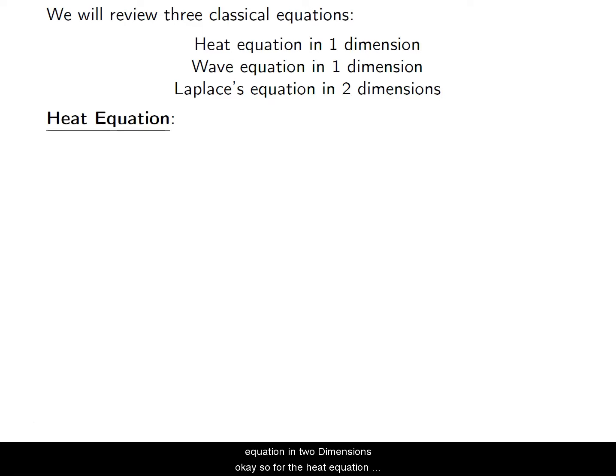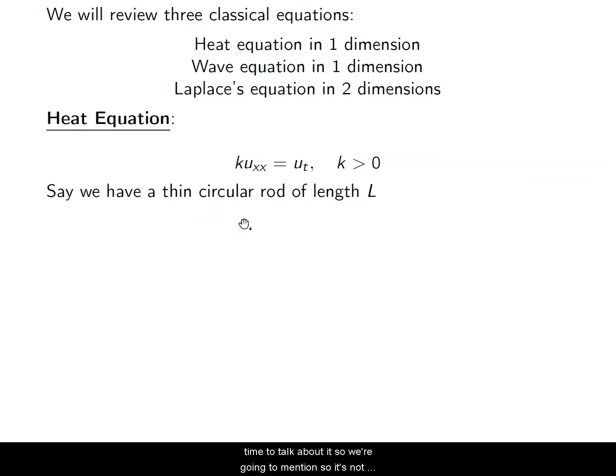Okay, so for the heat equation, we have a constant multiple of our solution function u's second derivative with respect to x equals the derivative of u with respect to time. Basically, our u function is a function of x, parameterized in terms of t. So heat diffuses along x over time. That's the easiest way to talk about it.